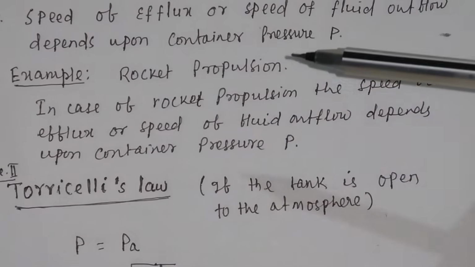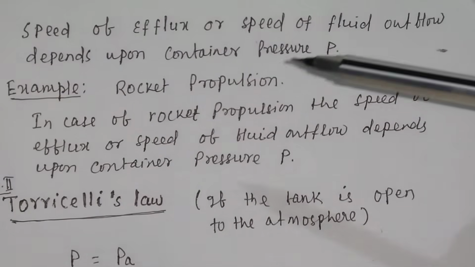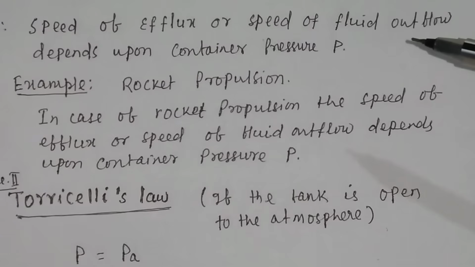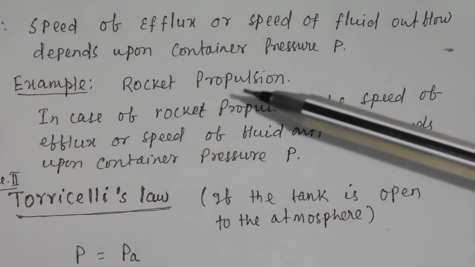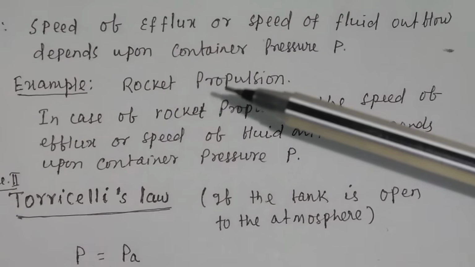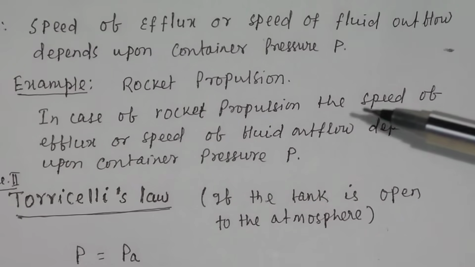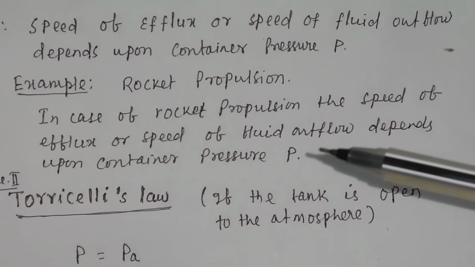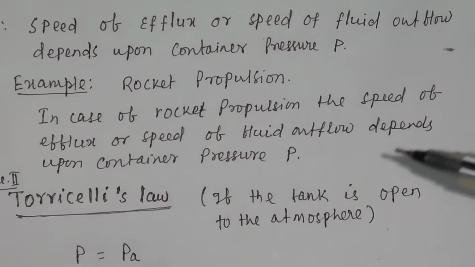So you have to remember that if P is very much greater than PA, the speed of efflux or speed of fluid outflow depends upon the container pressure P, and this happens in rocket propulsion. In case of rocket propulsion, the speed of efflux or speed of fluid outflow depends upon the container pressure P.